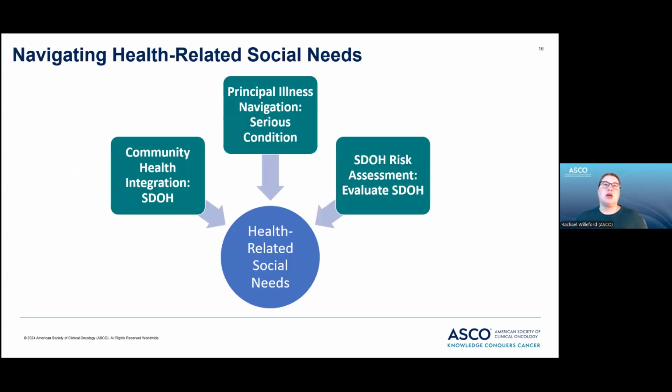So as a quick summary in this section, practices can utilize services that address health-related social needs to mitigate social determinants of health through community health integration. Practices can help navigate patients through serious health conditions with principal illness navigation, and assess patients and evaluate social determinants of health with evidence-based tools.